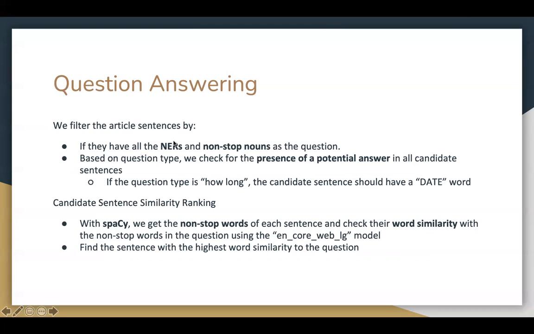We then filter the article sentences, removing sentences that don't have all the named entity recognition words or the non-stop nouns that the question has. Then, depending on the question type, we also check if the sentence can provide an answer. For questions that ask how long, we'd expect the candidate sentence to have a date word we can return. After we've reduced the number of possible sentences, we find the sentence with the highest non-stop word similarity to the question. The sentence with the highest similarity becomes our answer. Next slide.